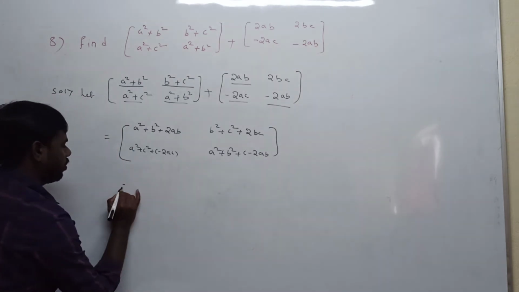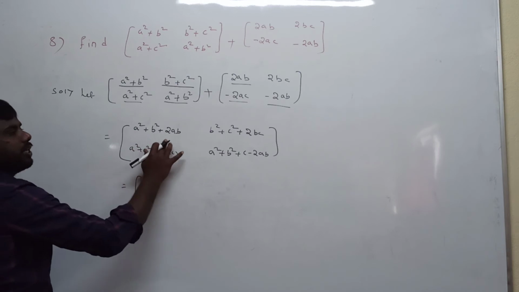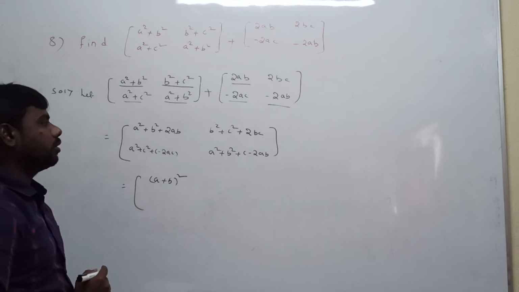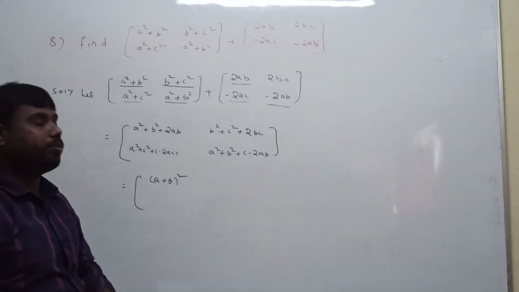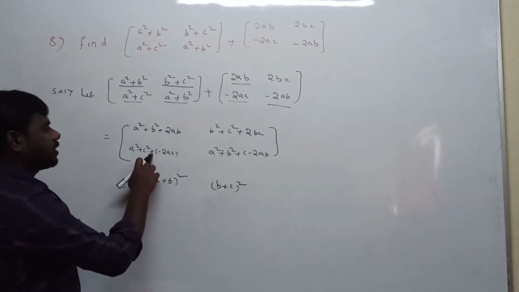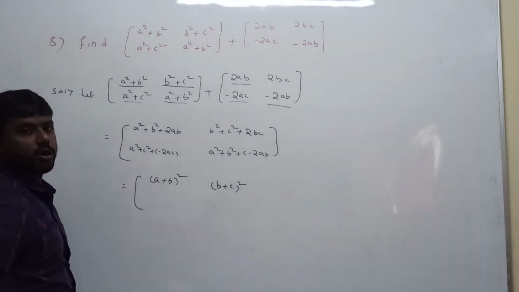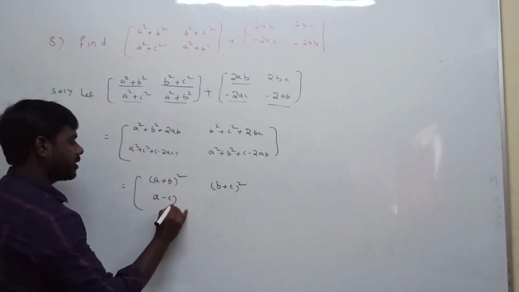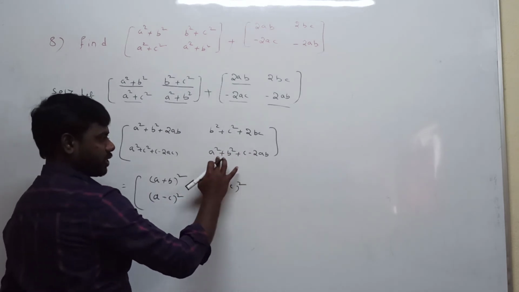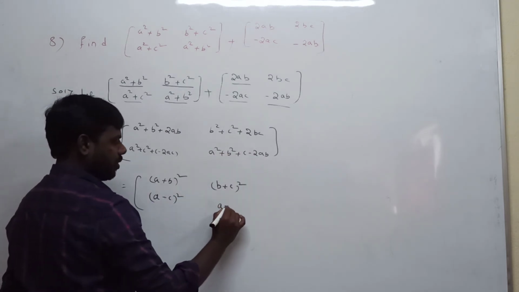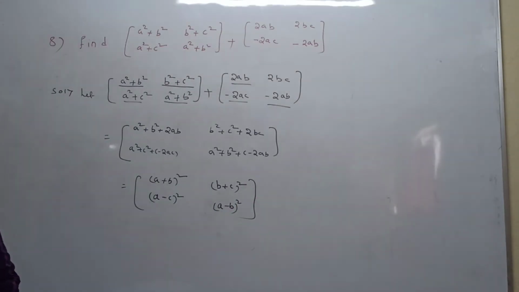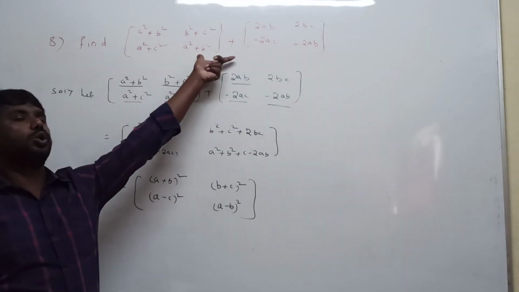Is equal to, you know the formula: a square plus b square plus 2ab is a plus b whole square. b square plus c square plus 2bc is b plus c whole square. So plus into minus is minus. a square plus c square minus 2ac is a minus c whole square. a square plus b square plus into minus is minus, so a square plus b square minus 2ab is a minus b whole square. So now everyone understood? They are asking to calculate the sum of the two matrices.